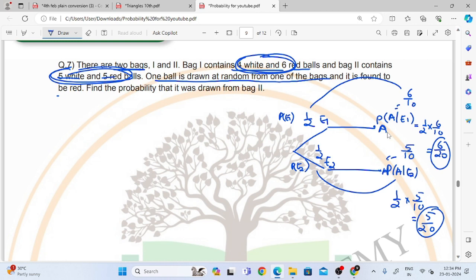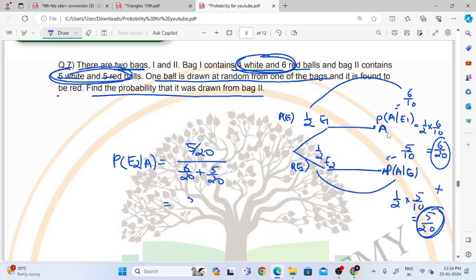So the question is, find the probability that it was drawn from the second bag. That means we have to find out P of E2 given A. So what is the answer for the second bag? 5 by 20 divided by the total, the addition of 6 by 20 plus 5 by 20. In the numerator 5 by 20, in the denominator 6 plus 5, that is 11 by 20. So this 20 and 20 will get cancelled. Answer is 5 by 11.